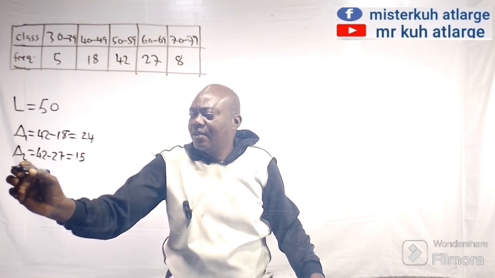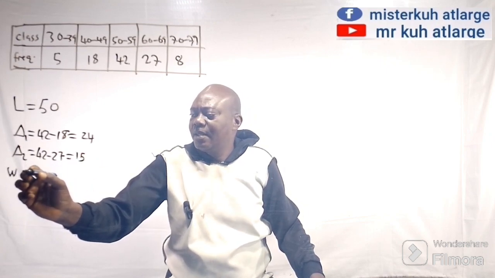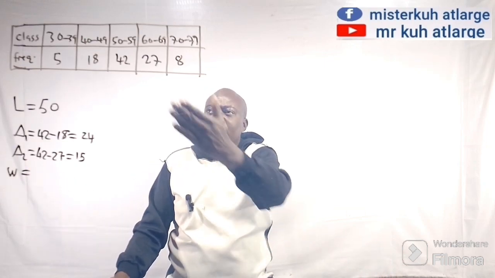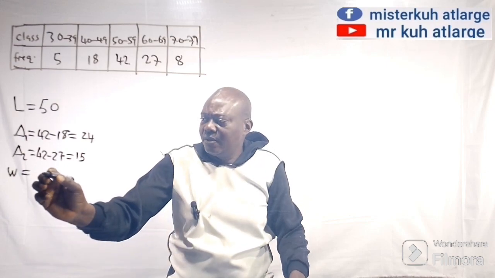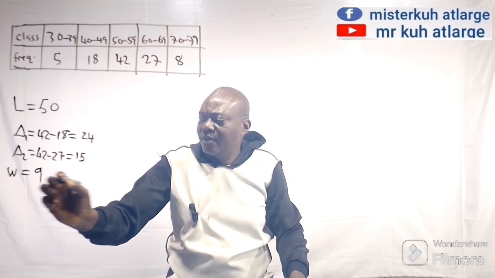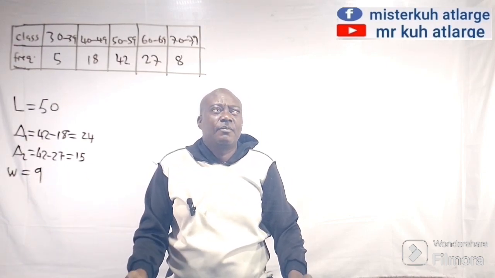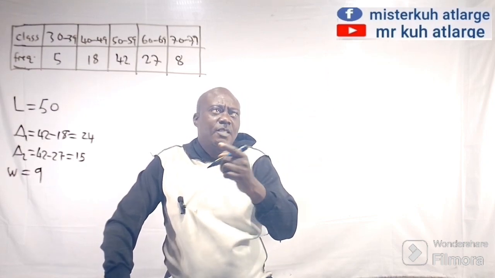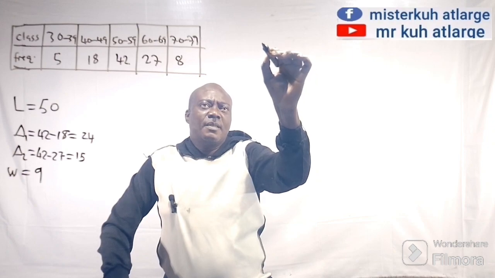Yes, and next your W. That is the class size of the modal class, which is 59 minus 50, which clearly is going to give you 9. So we now start to interpolate. What does the formula say?